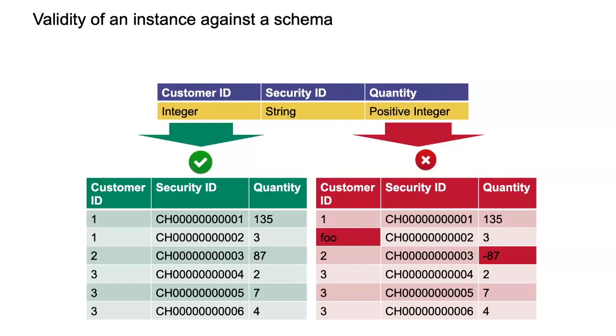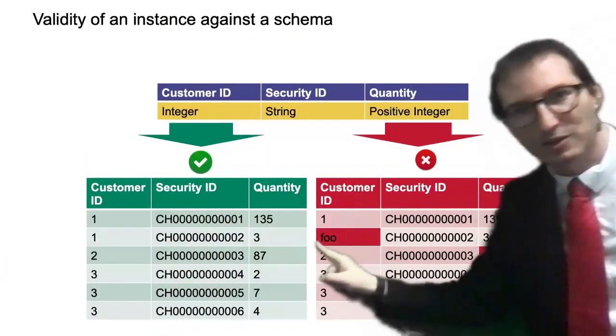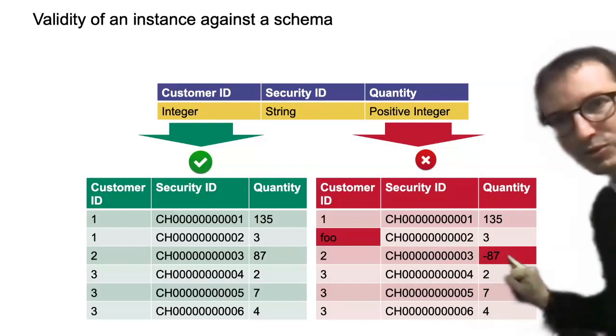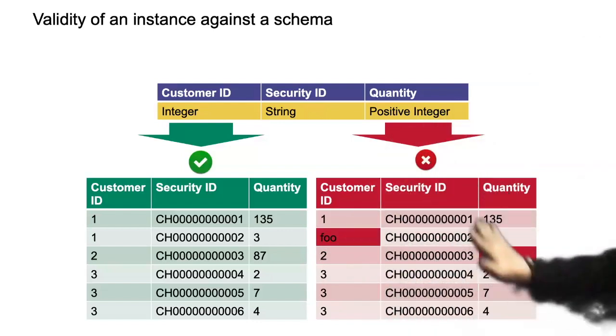Now, what's really nice is that when you have a schema, then the data might be valid or not valid, right? So on the left, this is valid. Why? Because customer ID is an integer, security ID is a string, and quantity is a positive integer. But look at what's on the right. This is not valid. See, that's not an integer. That's broken. That here is also not a positive integer. It's a negative. So this is broken.